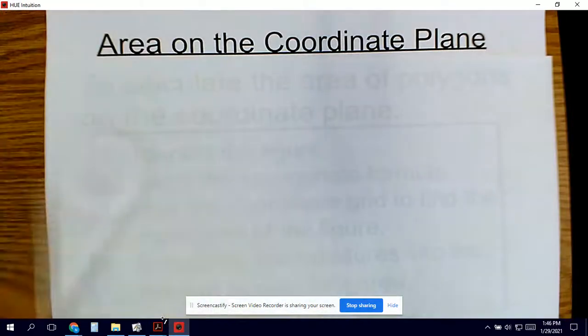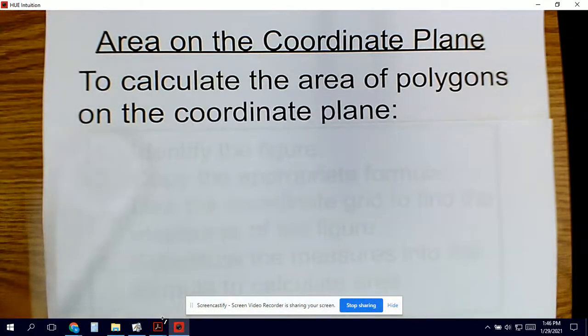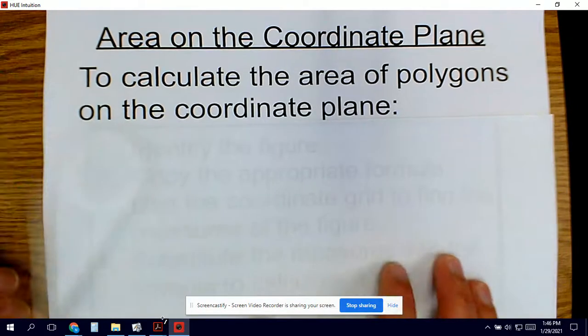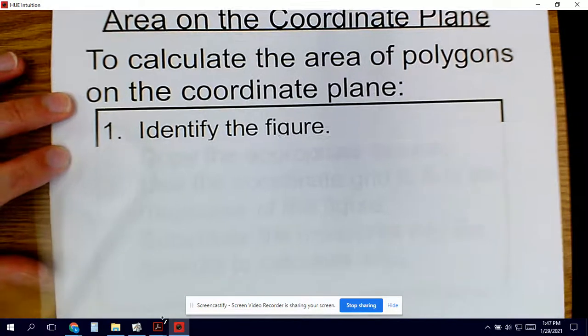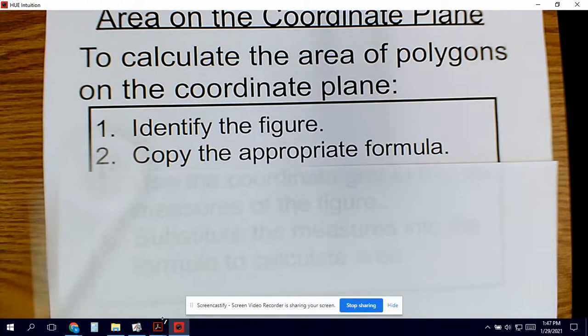All right, so area on the coordinate plane. Essentially a four-step process we're going to complete to calculate area on the coordinate plane. Step one is once you've plotted all the points in the coordinate plane, you need to identify the figure. What shape are you dealing with? Is it a rectangle, a square, a trapezoid, a triangle? Identify the figure. And once you know what figure you're working with, you can use your formula sheet to find the appropriate formula. If you're calculating area of a square, A equals S to the second power. Area of a triangle, A equals 1/2 BH, and so on. So we are copying down the formula we need to use to find the area of the polygon on the coordinate plane.